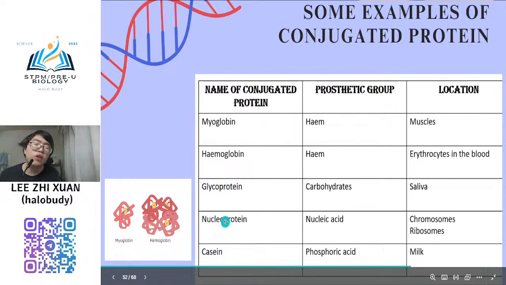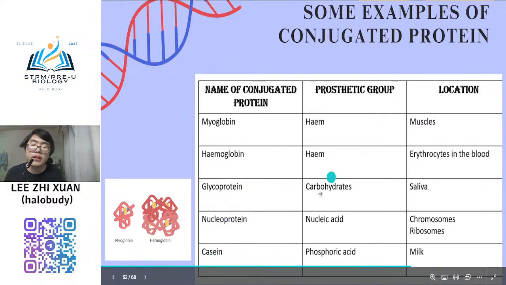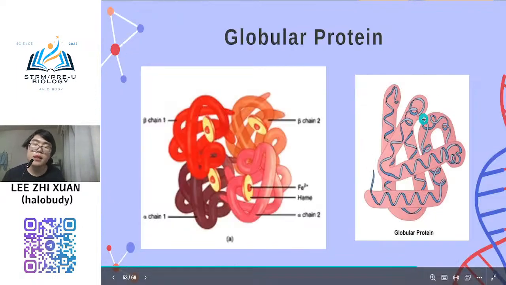And also glycoprotein. Glycoprotein is also one of the proteins. Glyco means that there is a carbohydrate chain bonded to that protein. So this one, your prosthetic group is carbohydrate. And also nucleoprotein, casein, these are examples.